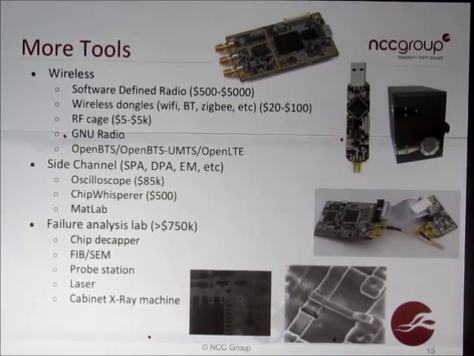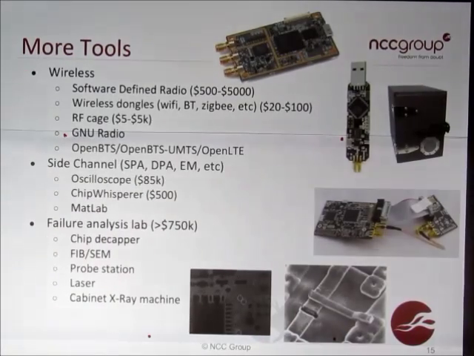They have a larger one. It's called that big, same price, which will do 3G and 4G. The main difference is it has more channels, so you can do some fun testing there. If you do any Wi-Fi or Bluetooth, Zigbee, any of these other smaller protocols, you can buy cheap dongles.